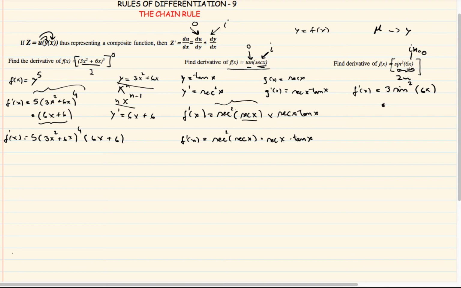The intermediate function is the sine function, and the derivative of a sine function is cos, so cos of 6x, into the derivative of the innermost function, which is 6x. So the derivative of 6x is 6. So in the end, our f dash of x is equal to 6 into 3, 18 sine square of 6x into cos of 6x, and it's done.